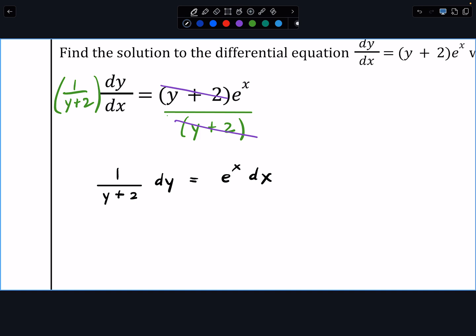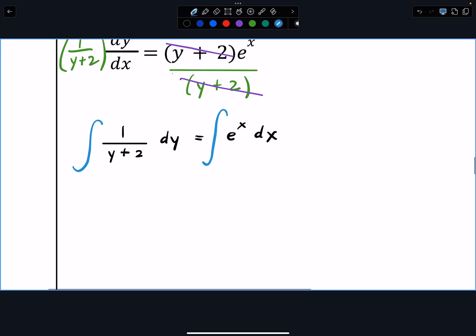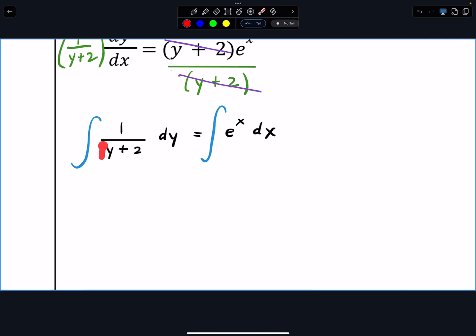Please show this next step. What do you need to do next? Take the integral. All right. If this was just 1 over y, what's the antiderivative? ln. Do you see how it's not 2y or 3y, it's just y? So you can do u sub right here, but you don't need to because there's no coefficient, it's just 1. So this is just the natural log of the absolute value of y plus 2 is equal to, what's the antiderivative of e to the x? Just e to the x, and don't forget your plus c.